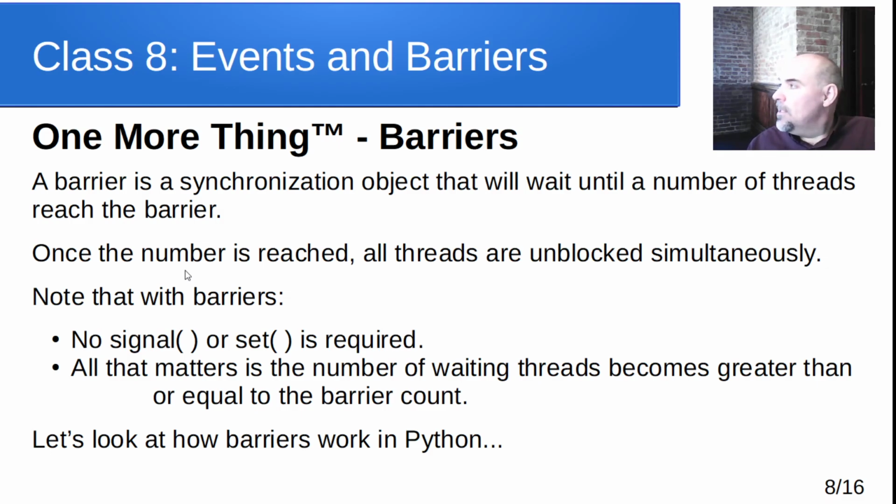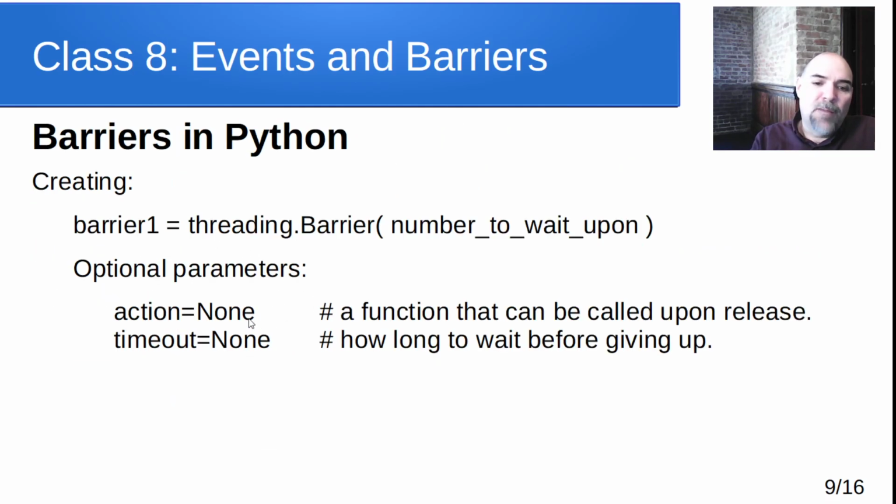And you might think of examples of something like that where a certain sequence of events has to happen that are maybe concurrent with each other, but then you want to synchronize everything at some point, and then branch back out, maybe have things happen concurrently again, and then synchronize again at some point. So let's look at how barriers work in Python.